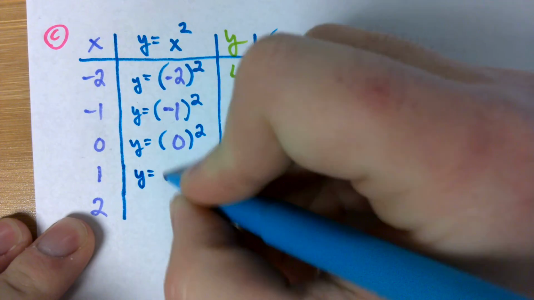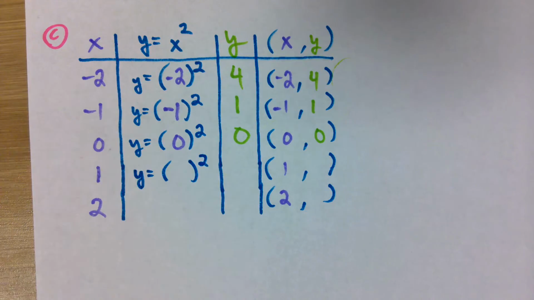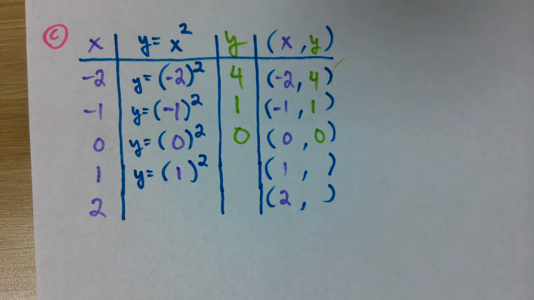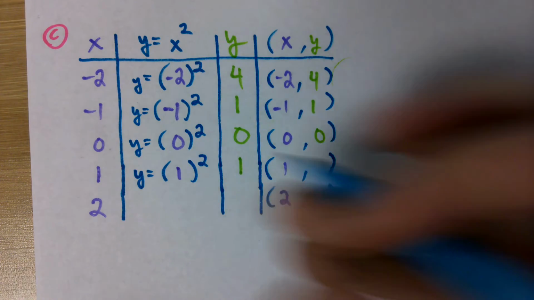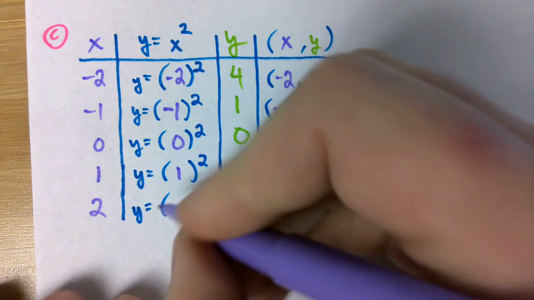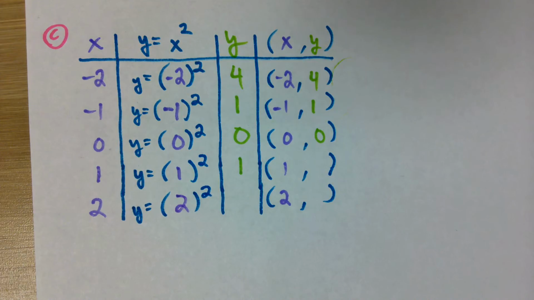Now let's talk about the positives. We plug in a positive 1 here. What's positive 1 squared going to give us? Noah? Positive 1, right? And then let's just do the last one. Y is equal to positive 2 squared, and that's going to give us a y value of positive 4, right?